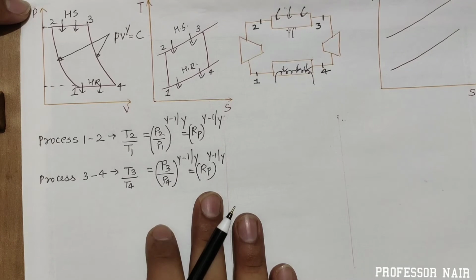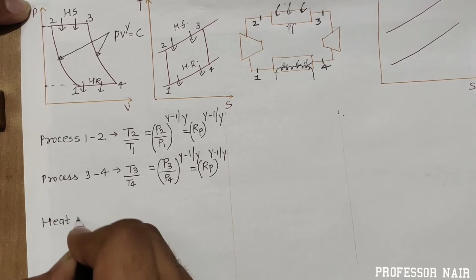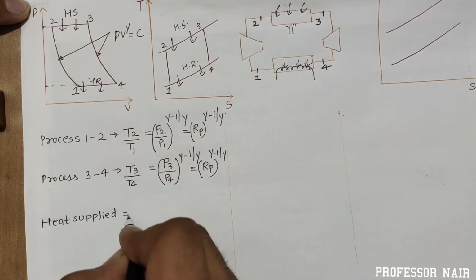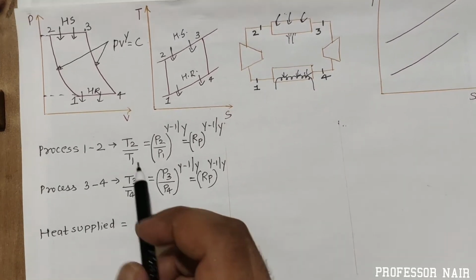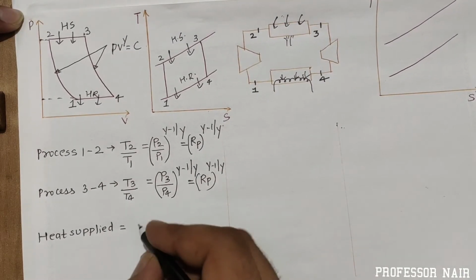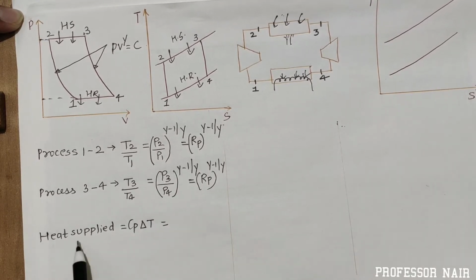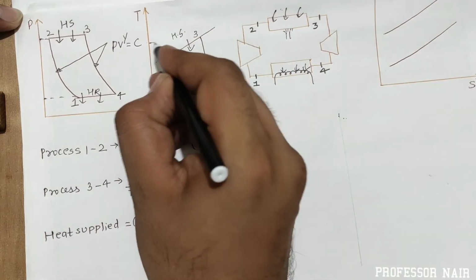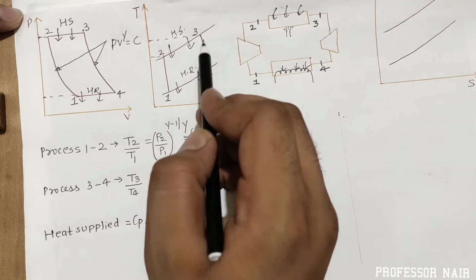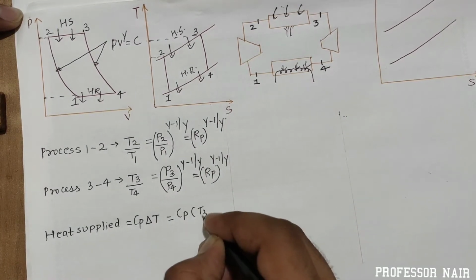So the next equation that we are going to find is heat supplied. Our basic equation, we know that for Q it is m Cp delta T. So for this ideal cycle, we are going to consider mass as 1 kg, so m equals 1. So we are left with Cp delta T. So what is your delta T? See, heat supplied means from T2 to T3, right? So the delta T value would be T3 minus T2. So I will write here Cp into T3 minus T2.